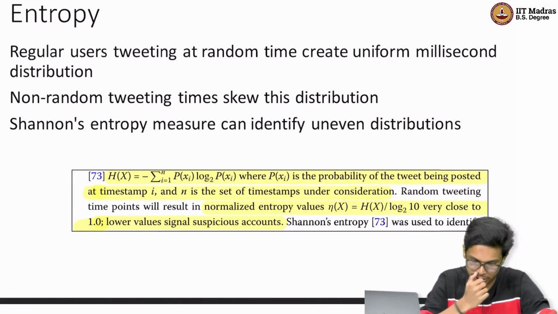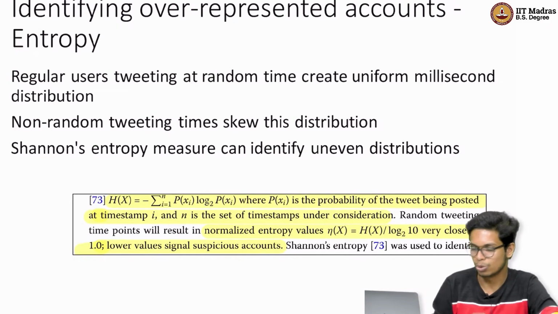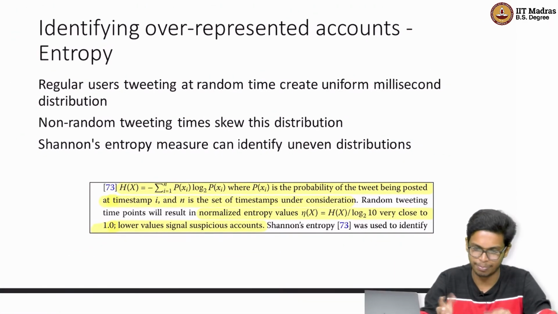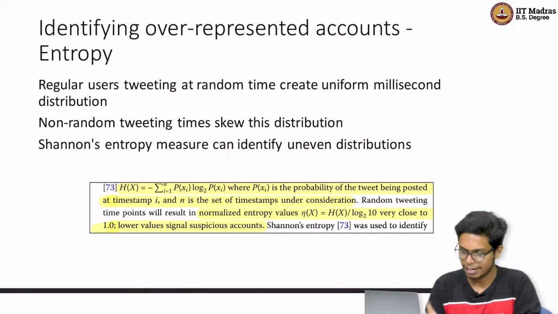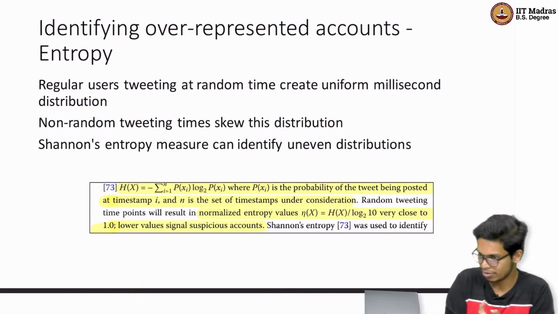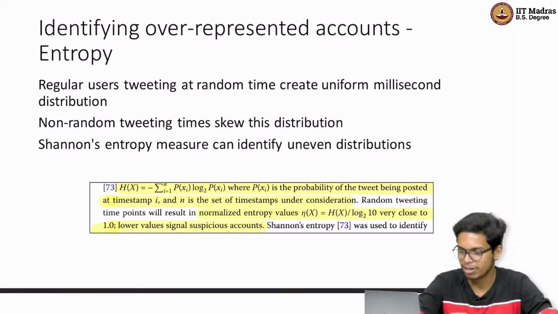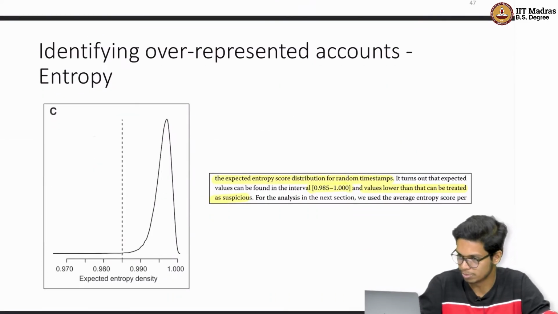So the hypothesis that the authors come up with is that if it was totally random, it would be very close to 1, because entropy is based on the definition of randomness, and random tweeting will be very close to 1, and users with tweeting entropy less than 1, or very low values, will be termed as suspicious accounts. So let's look at what the authors observed.